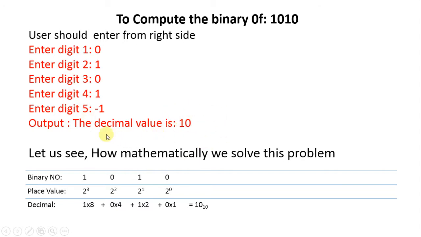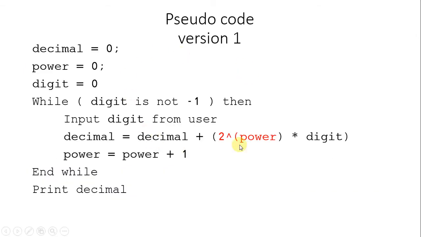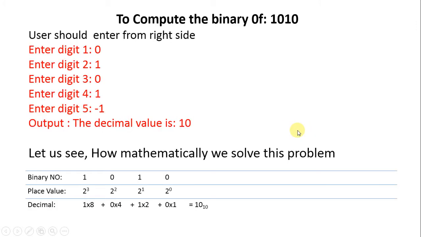Here is pseudocode version 1. I also have version 2, where we will have more refinement, but for the time being: decimal is equal to 0, power is 0, digits, etc. And here we are breaking the loop at -1. At -1 we directly go and print the decimal. This is the basic definition: decimal = decimal + 2 to the power multiplied by the digit, as we used previously. All right, and power becomes power + 1.